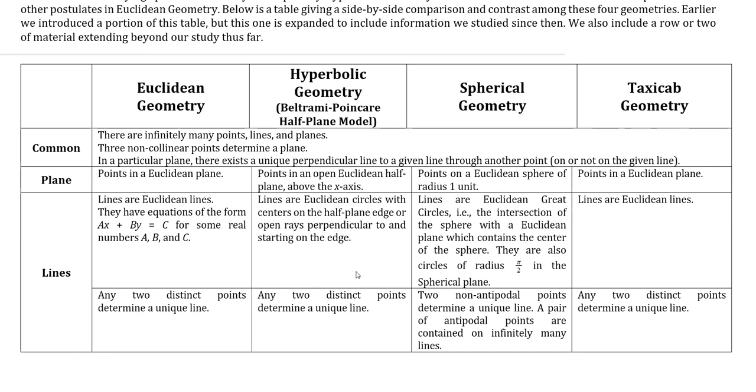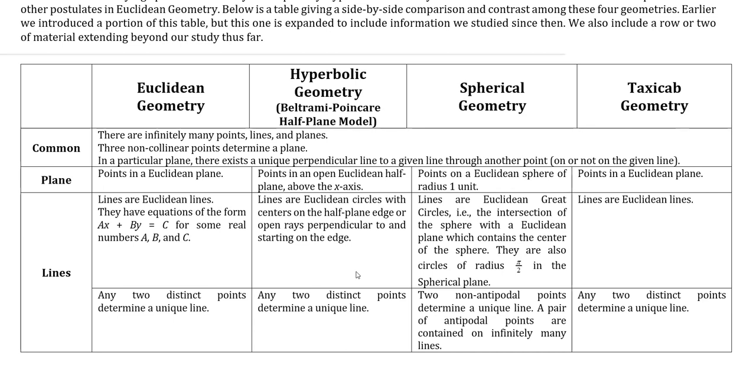How about lines? Well, of course, we have Euclidean lines. Those are what you normally think of as an infinitely long, straight object. Analytically, they have equations in the form ax + by + c = 0 for some real numbers a, b, and c.